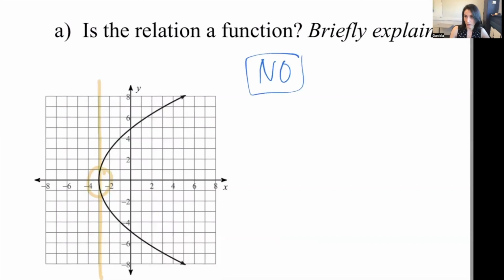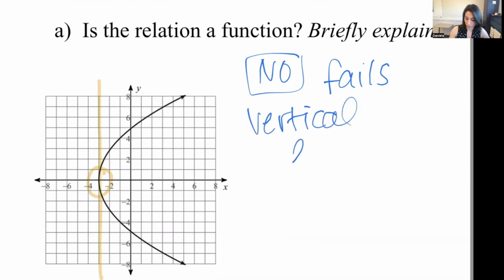I personally just tell my students to say, because it fails, or in other words, it does not pass the vertical line test, and that should be good enough.